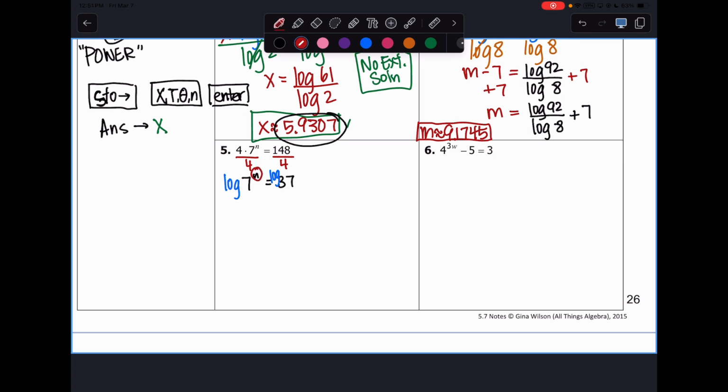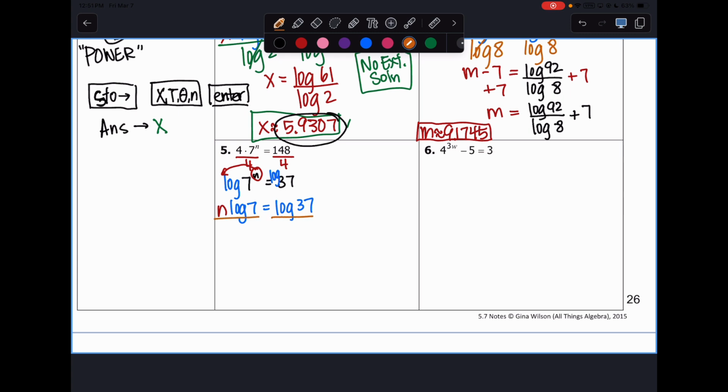Take log of both sides. N is going to go to the front. Log of 7 equals log of 37. Okay. These steps should be pretty easy, right? I think it's just a matter of getting to the end and making sure you followed all the inverse operations correctly. Now what?